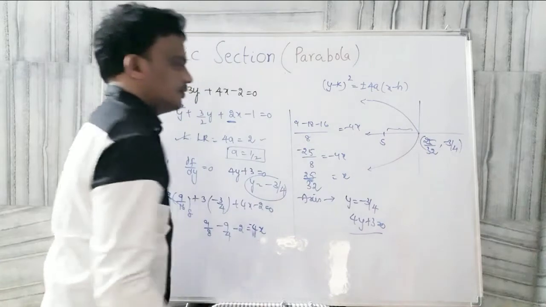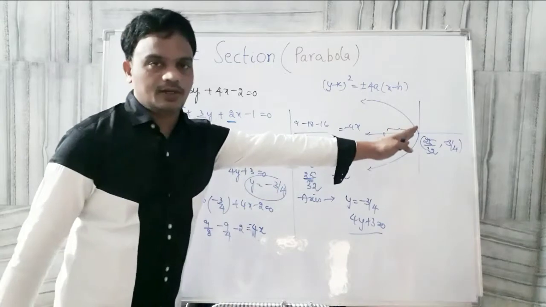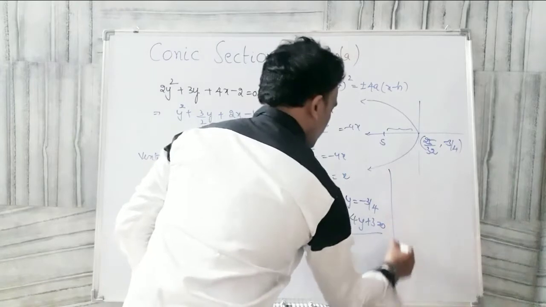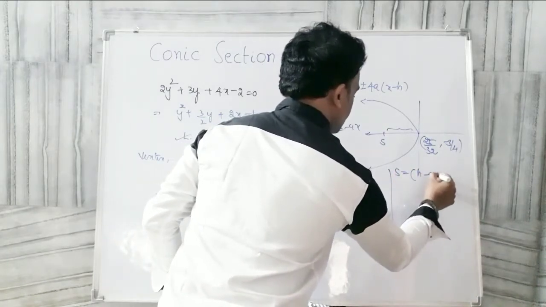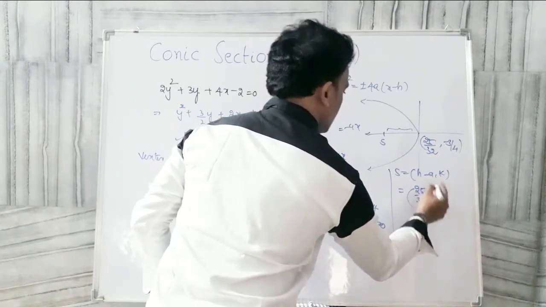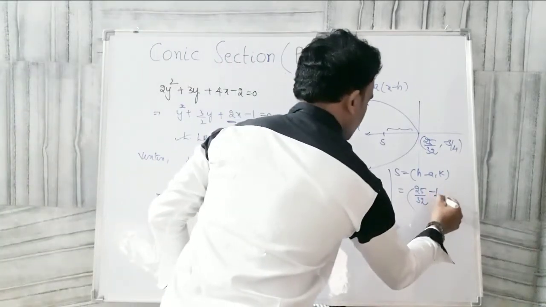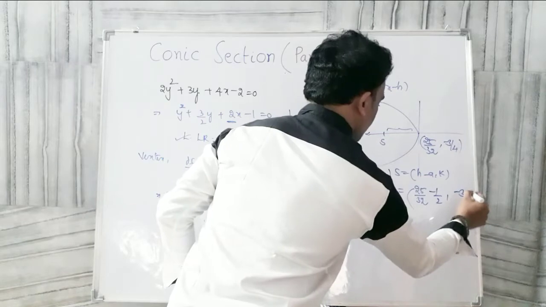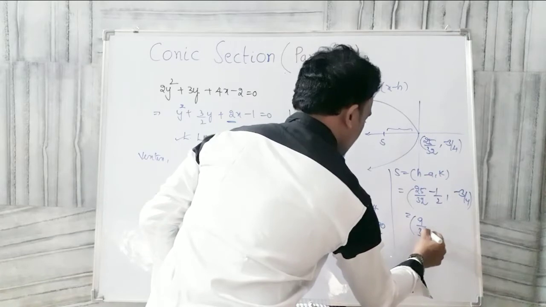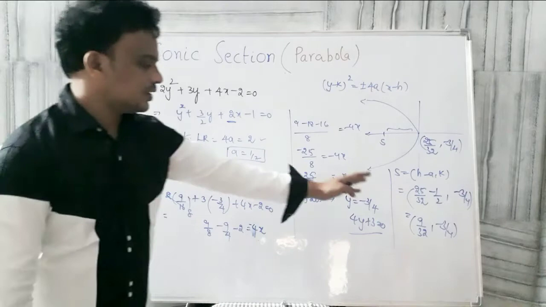So what can I do for this one? The focus is h minus a comma k. From the vertex, the focus will be on the left side of this one. So I can write the focus S is equal to h minus a comma k. What is S? It is the h value 25 by 32 minus the a value 1 by 2, comma the k value minus 3 by 4. Simply it is 25 minus 16, 9 by 32 comma minus 3 by 4. Like this we will get.